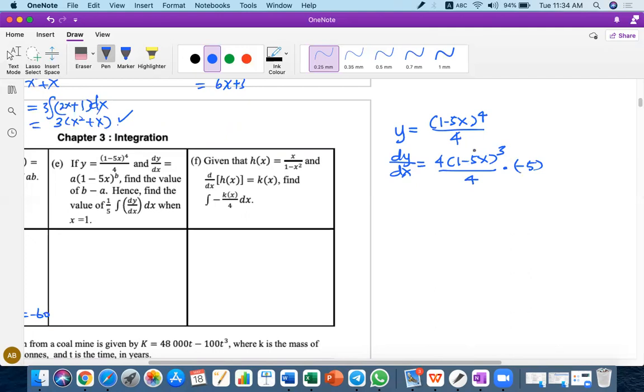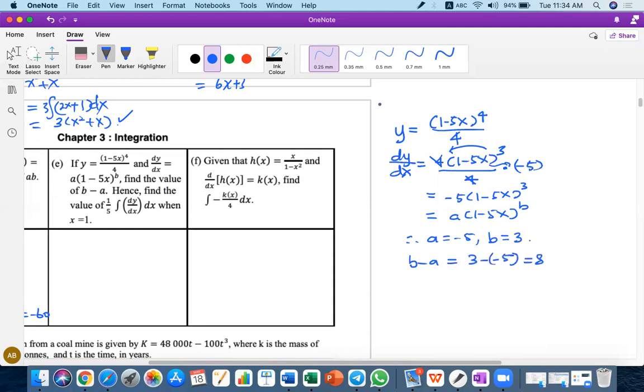So differentiate the bracket, and then you differentiate inside. So you get this, and the 4s cancel out. So you get negative 5 times (1 minus 5x) power 3. If you compare to a times (1 minus 5x) to the power b, therefore A is negative 5, B is 3. So what's B minus A? B minus A is 3 minus negative 5, so you get 8. So this is E.